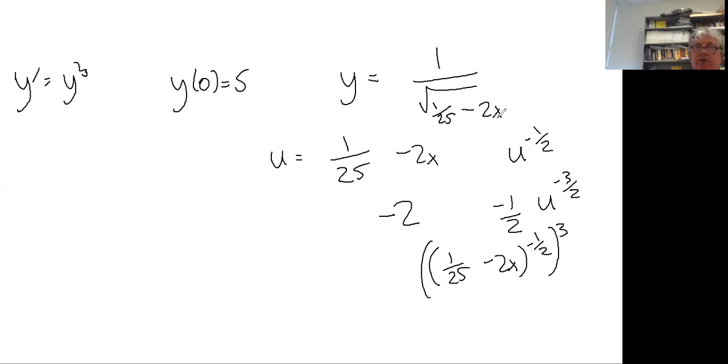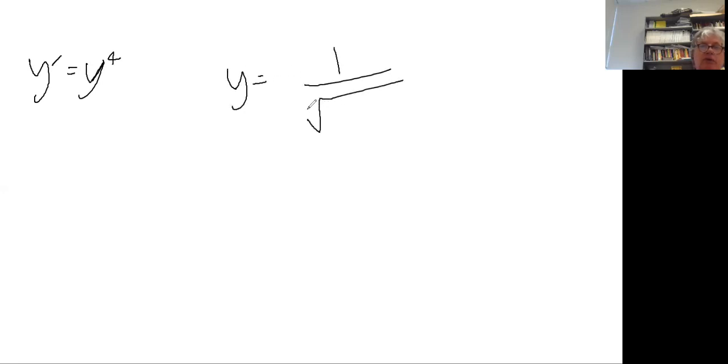And when x equals 0, reciprocating a reciprocal, we get what's on the bottom there, so we get square root of 25, which is 5. Next, if we try y prime equals y to the 4th, and we're told to try y equals 1 over the cube root of 125 minus 3x.